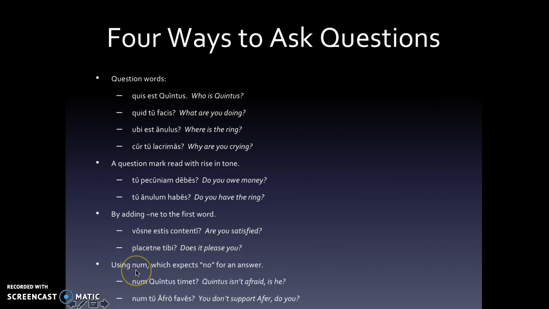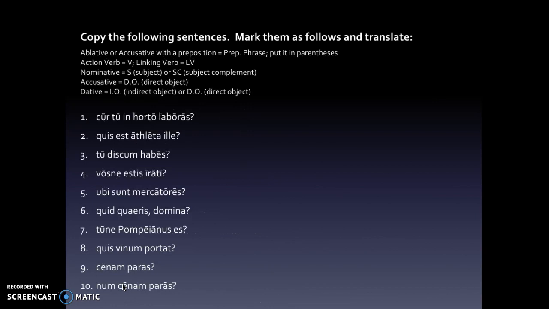Using num, and this is a little different because it expects a no for an answer. Num Quintus timet. Quintus isn't afraid, is he? Num tu offro faves. You don't support off-air, do you? So whenever you see num at the beginning, make sure that you're wording your English in such a way that you're prompting the person to give you a no for the answer.